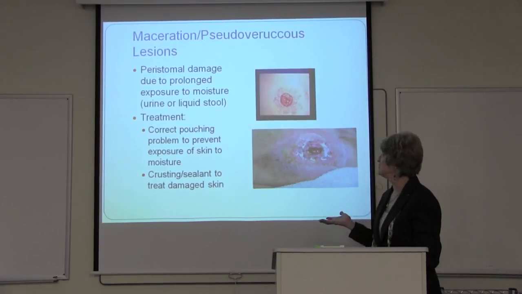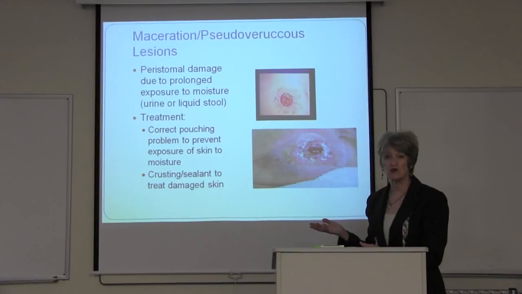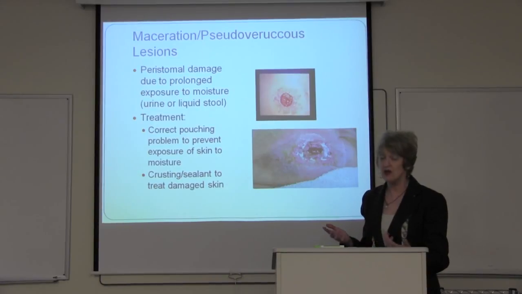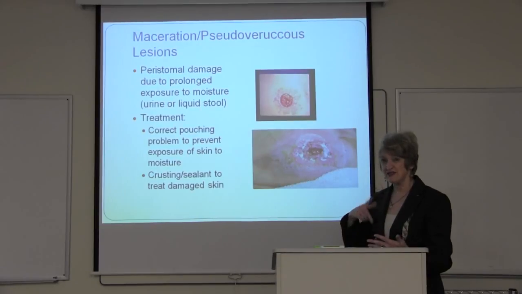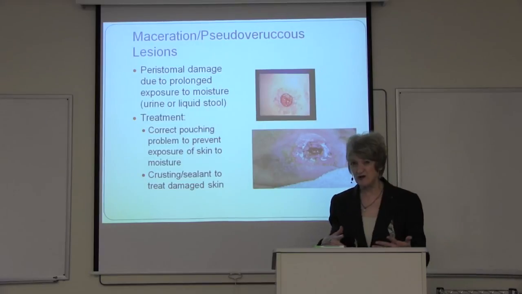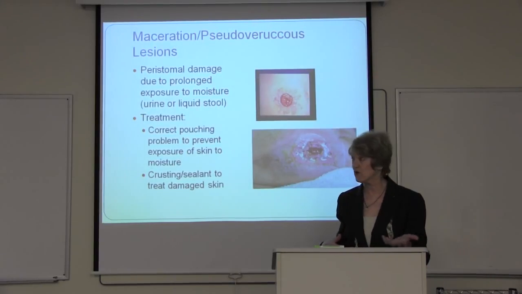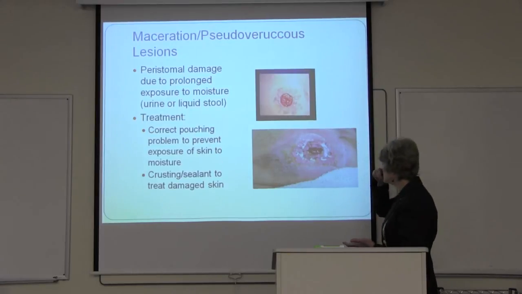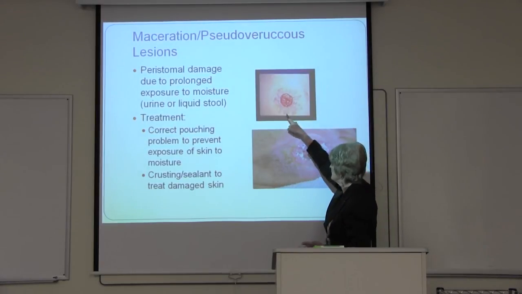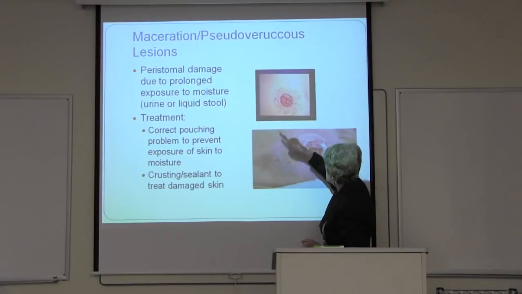And then the last thing I wanted to mention is maceration. This is also associated with pseudoverrucous lesions. So you can have skin that is simply overhydrated and macerated, but if skin is chronically exposed to moisture, you'll develop these wart-like lesions, and that's why they're called pseudoverrucous. So if you look at the top, this is a patient with a urinary diversion.